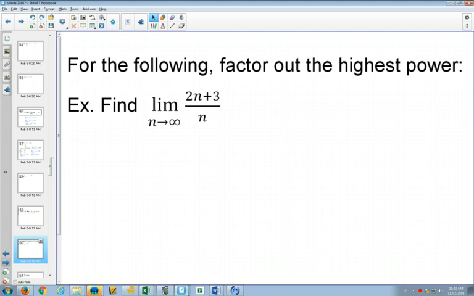Now for these ones, I'm going to show you a technique, and then I'm going to show you a shortcut for figuring these ones out. But there's a little bit of algebra that we can do here. So when we look at this, we're going to factor out the highest power out of both the numerator and the denominator. And it's not the highest power in the numerator and the highest power in the denominator. We look in the whole expression and say, what's my highest power of n? It's n to the 1. So if I factor out an n out of the top, and I factor out an n out of the bottom, we're going to see what happens.